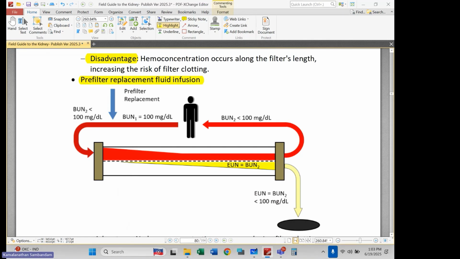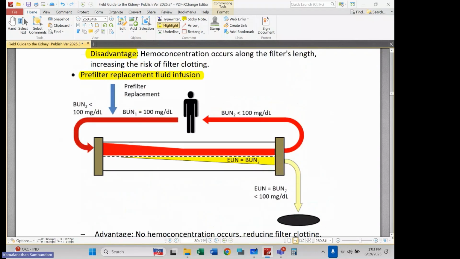Pre-filter replacement fluid refers to the infusion of replacement fluid before you hit the hemofilter membrane. This is where you lose some efficiency. This is how you get a BUN concentration that is dropping, right? When I dilute the fluid, my BUN has to drop. The EUN can therefore not be my BUN1. It drops to this diluted value. It can never exceed this diluted value. That's what's being delivered to the blood side.